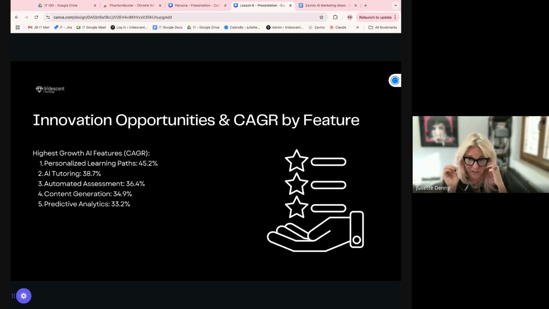There's a lot of AI content creation. Who cares? We've got enough content. It is on the list, but it's not number one. Number one is personalized learning paths. So that's the first high growth driver.